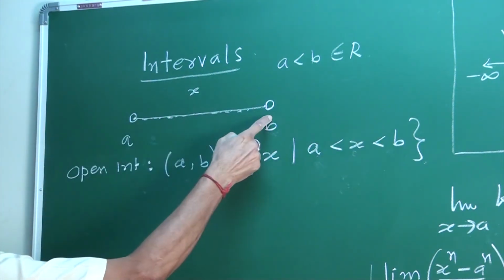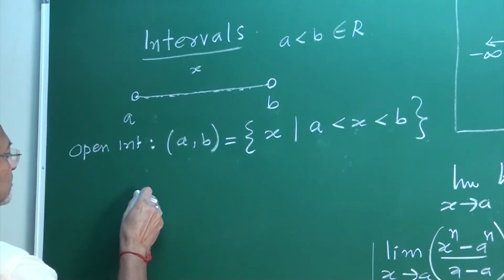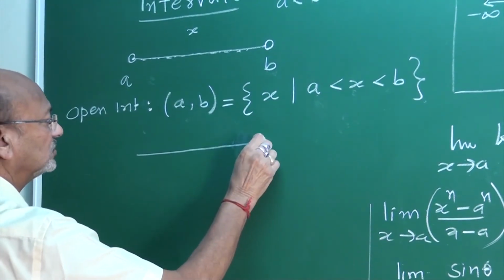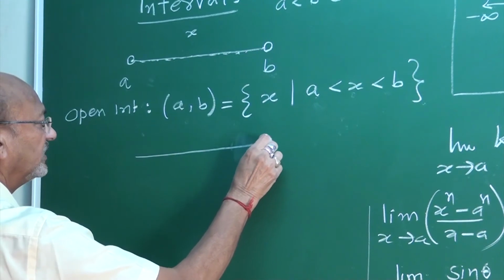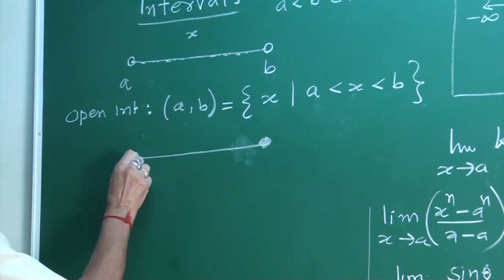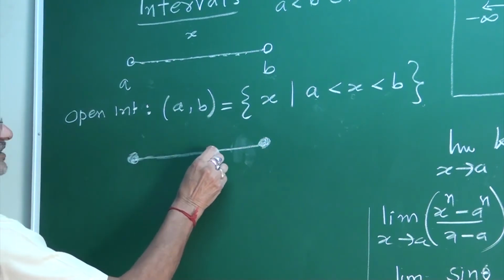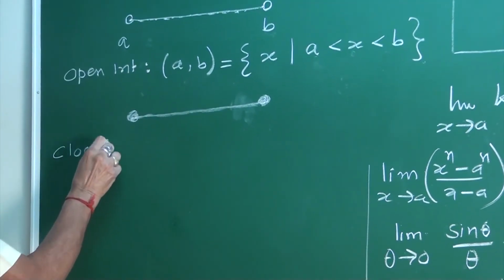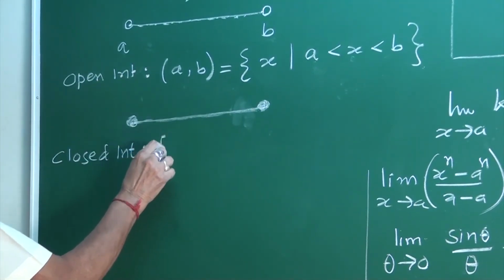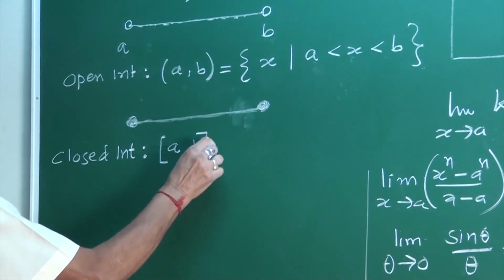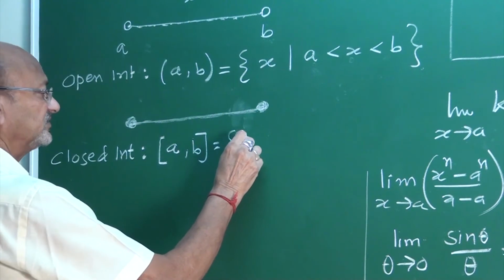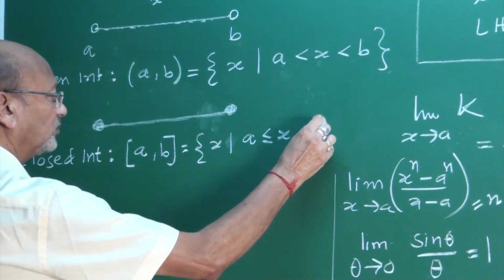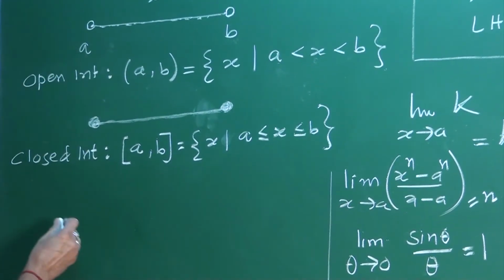Next, if it takes both the ends, it will take this end as well as this end. In this case, between values as well as ends, it is known as a closed interval. What is the symbol? A rectangular bracket. It is a set containing x such that both are included, meaning equality comes.